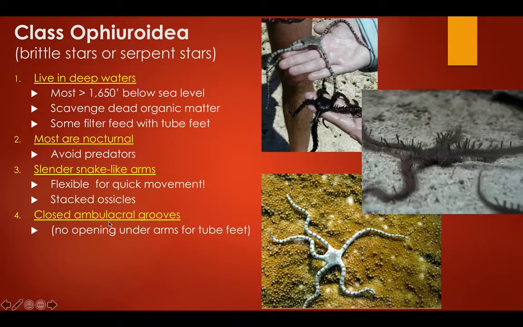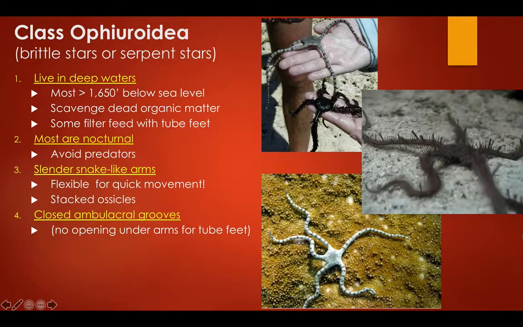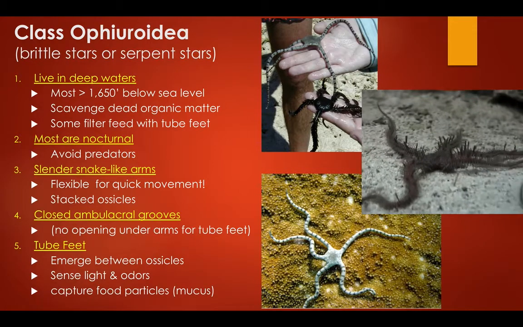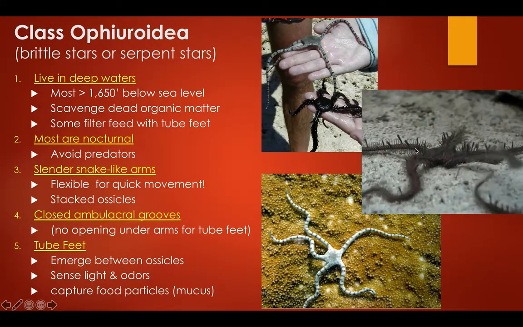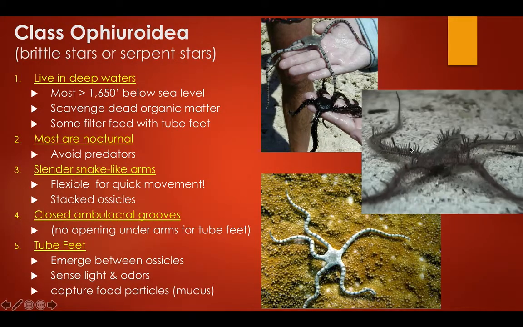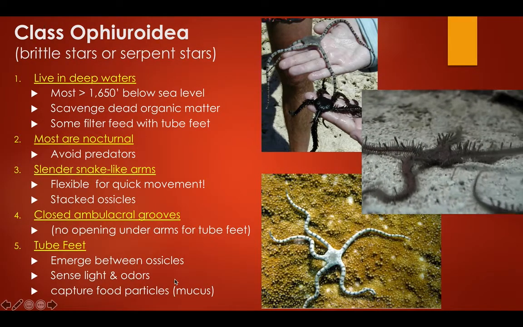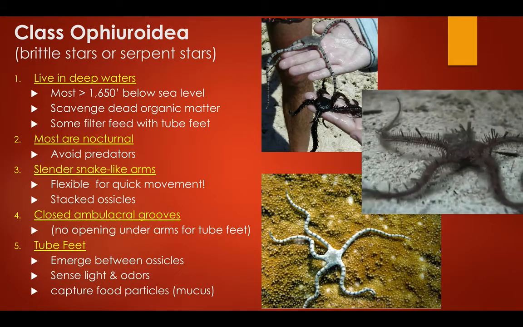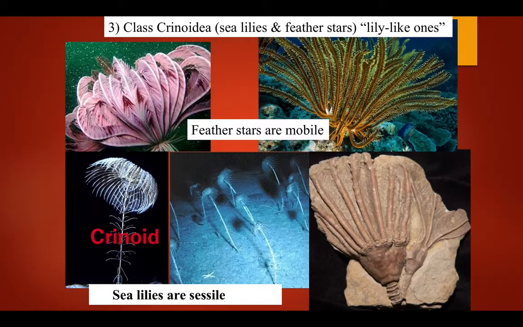They have a closed ambulacral groove, so there's no opening under the arms for tube feet. Rather, their tube feet emerge between the ossicles, so between these grooves. So if you look at this GIF here, you can actually see some of those tube feet coming out perpendicularly from the arm. So they emerge between the ossicles, and they can help the organism sense light and odors, so chemical communication in the water. All right, next we have the class Crinoidea. These are our sea lilies and feather stars, and their name kind of translates to lily-like ones. That's why we call them sea lilies.